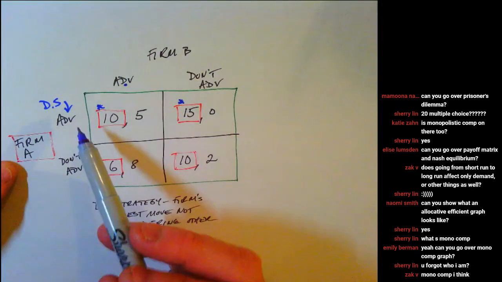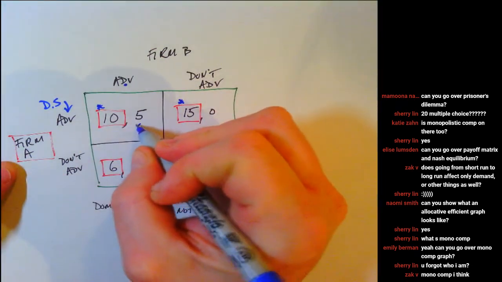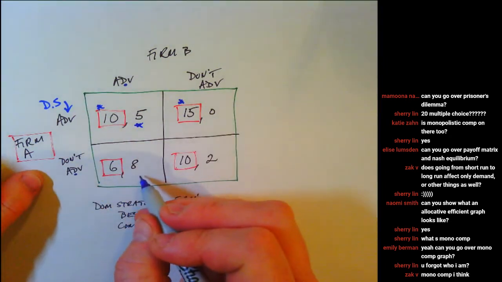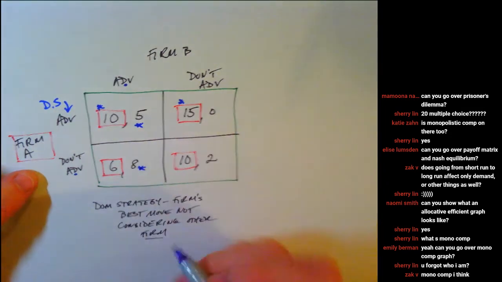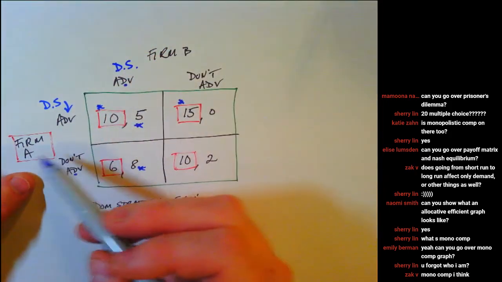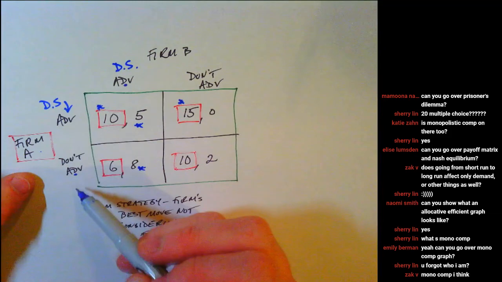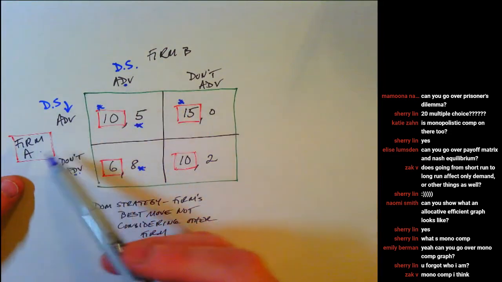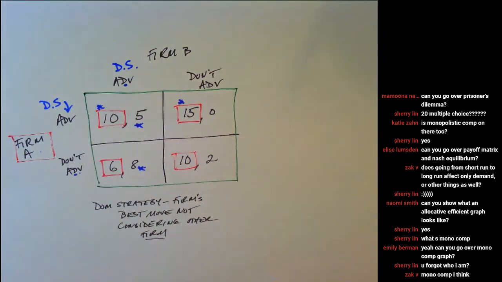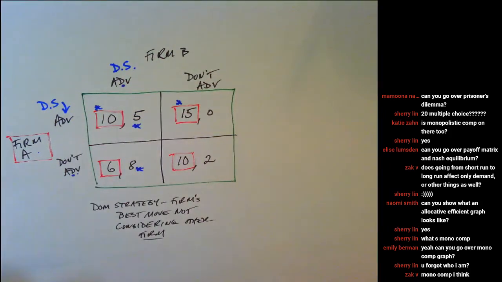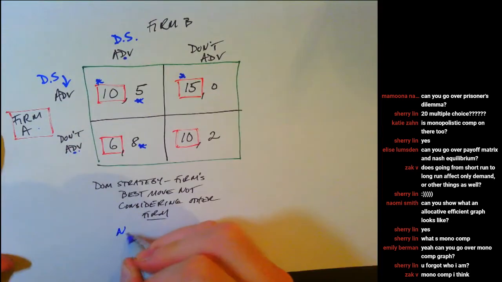If firm A advertises, firm B should advertise. If they don't advertise, then firm B should do that. Now, go down and you see whatever firm A does, advertise or doesn't advertise, firm B should advertise. So there is a dominant strategy here that firm A should advertise and firm B should advertise. Now, since this is the scenario right here, this is actually called a Nash equilibrium, and I'll explain why.